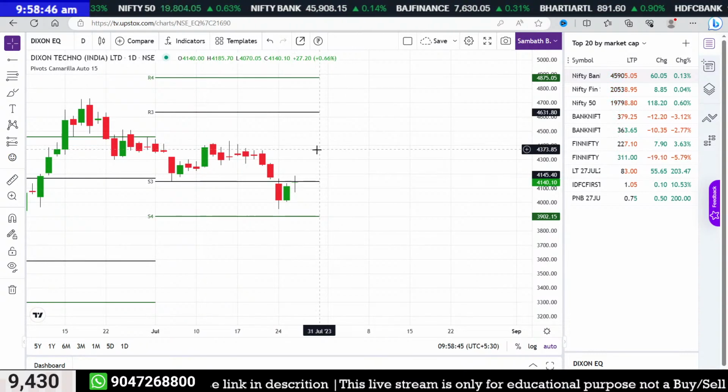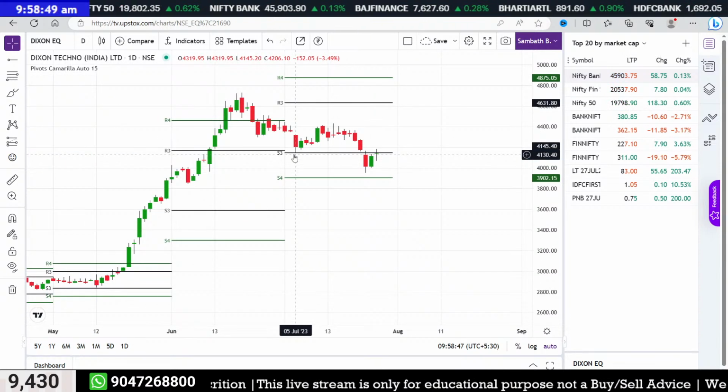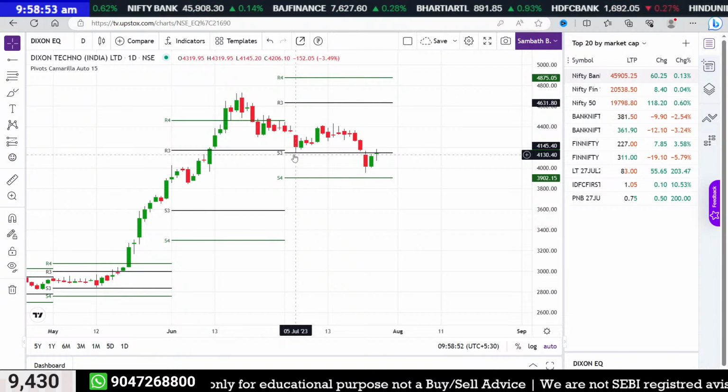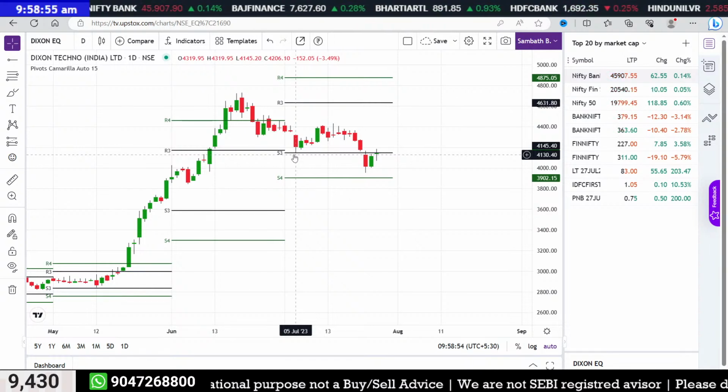Currently, this is the Upstox platform. Why I'm using the Upstox platform is to get the daily charts in option index.